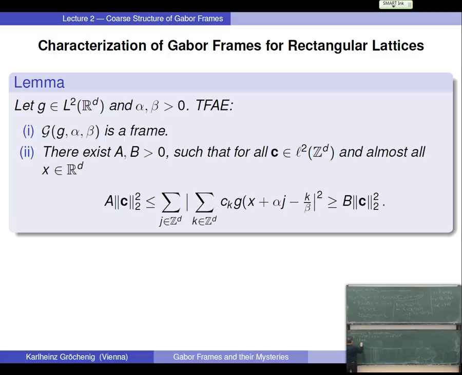So, the Gabor system with a rectangular lattice is a frame. That's what we want to know. And secondly, there exist positive constants A, B, such that, okay, so sum over j in Z^d, sum over k in Z^d, c_k, g of x plus, can you still read this?